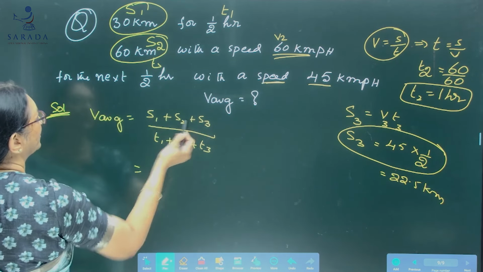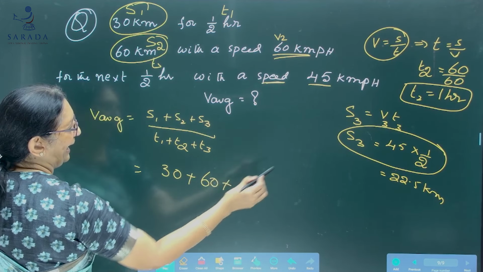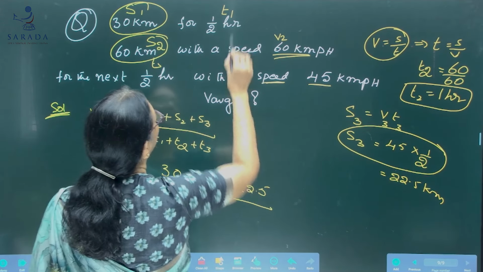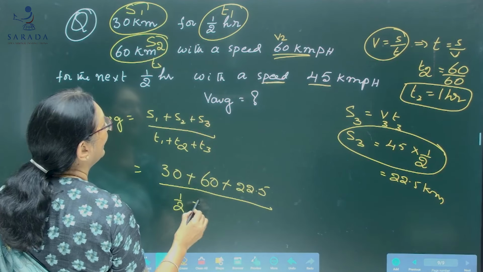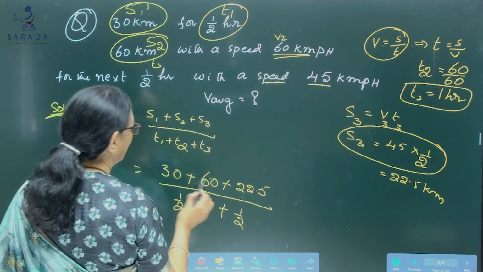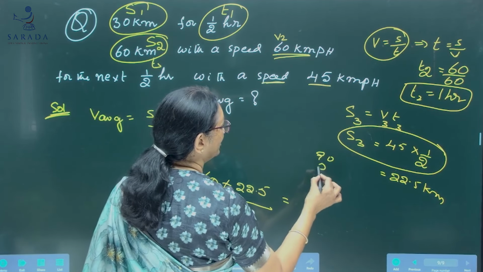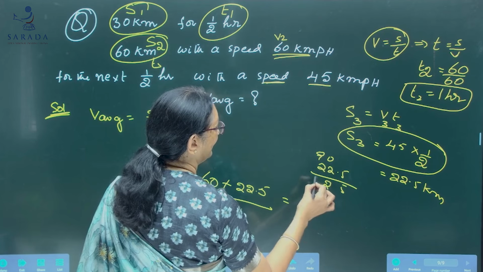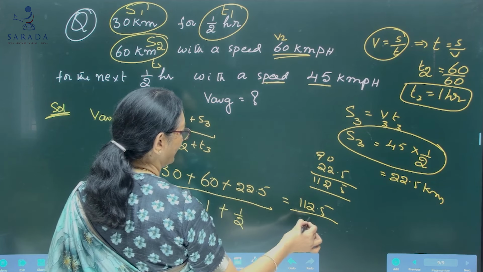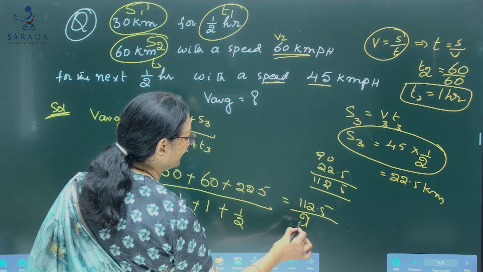Okay, I am substituting those values here. S1 is 30, S2 is 60 and S3 is 22.5, divided by T1, which is half an hour, T2 is 1 hour, and T3 is half an hour. So this is 90 plus 22.5, which is 112.5, divided by half plus 1 plus half. Not 1, it is half plus half is 1, plus 1, it is 2. Okay.